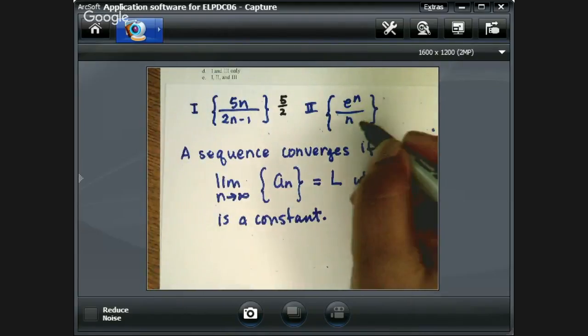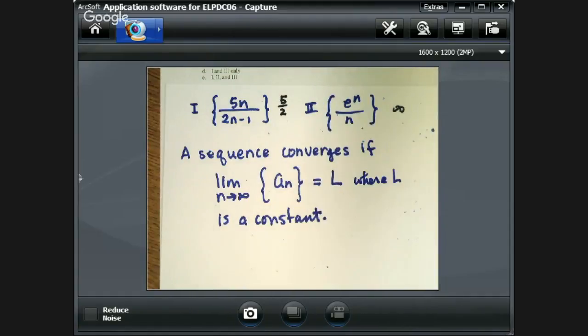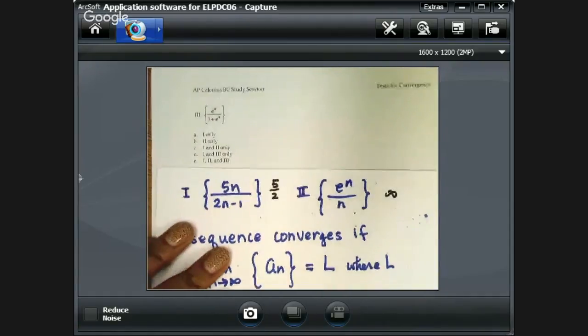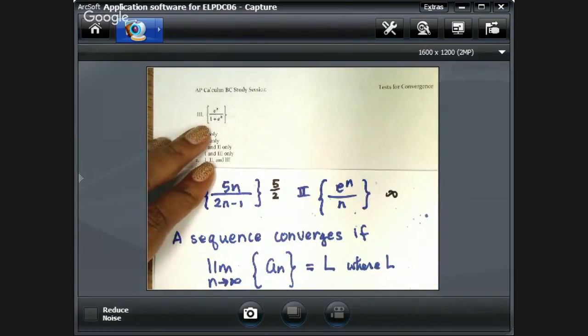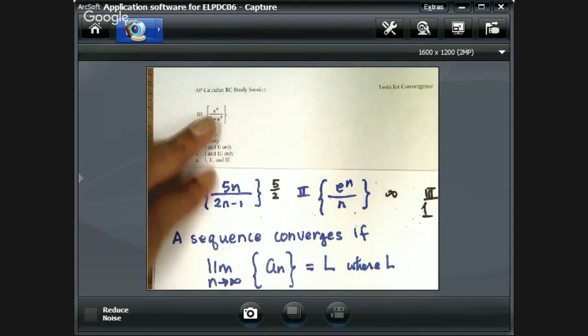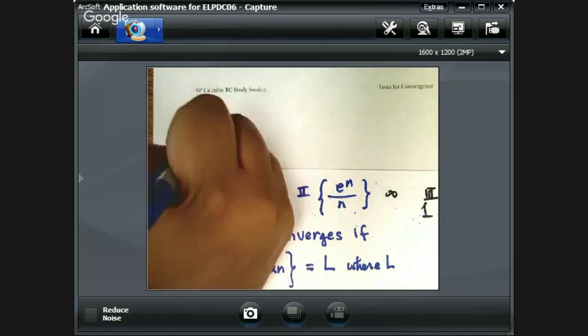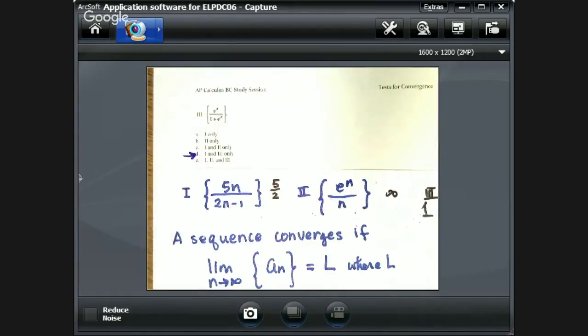If I take the limit as n goes to infinity of e to the n over n, well, that's actually going to have a limit of infinity. And if I take in Roman numeral 3, the limit as n goes to infinity of e to the n over 1 plus e to the n, well, for Roman numeral 3, that limit is 1. So Roman numeral 1 and Roman numeral 3 are the ones that converge. So my answer to number 3 is 1 and 3 only. So the answer there is D.